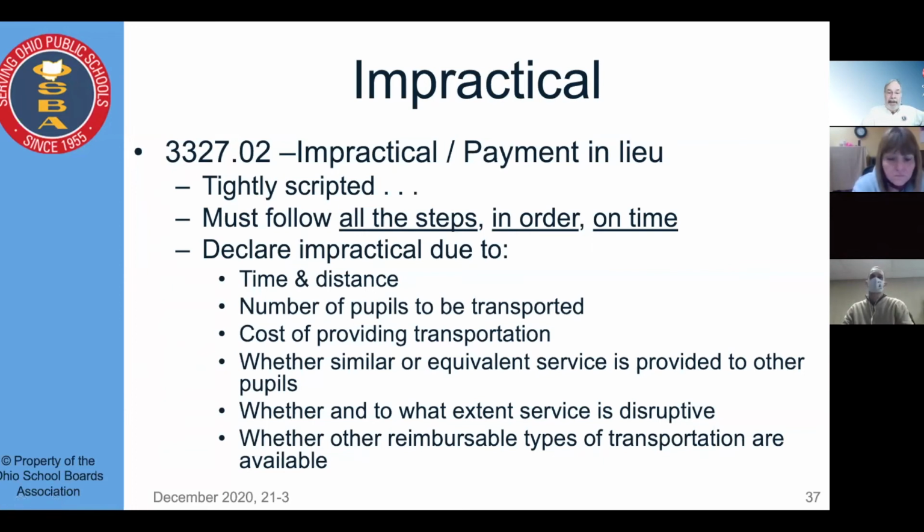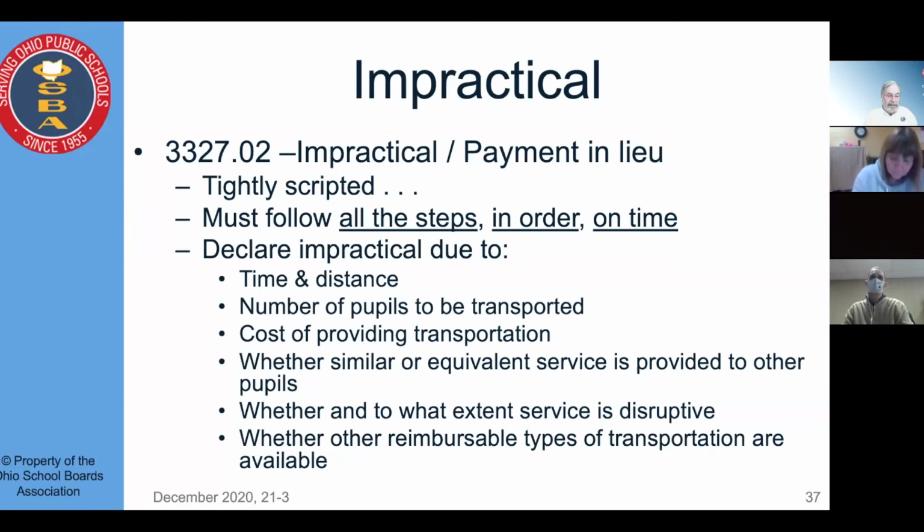Let's talk very briefly about impractical. The other carve out in transportation is that as a school board, you have the option to say transportation for a particular child is impractical. So again, we have a whole class on this. I just want to hit the high points here. Know a couple things. One is it's very tightly scripted. So you have to follow the language in the code very, very carefully. We can help you with this. If it goes to a contest and the parents push back, I'm going to say to you, well, I will help you, but I want you to get legal counsel involved.